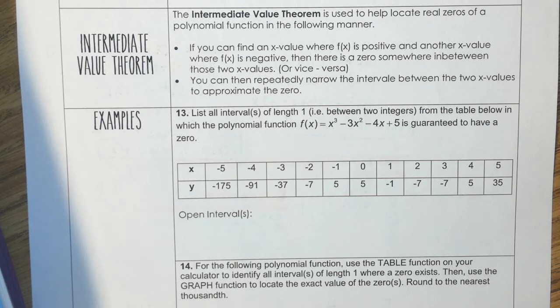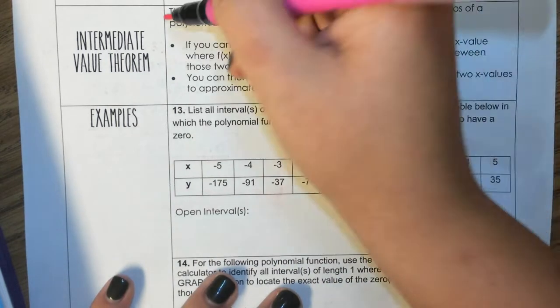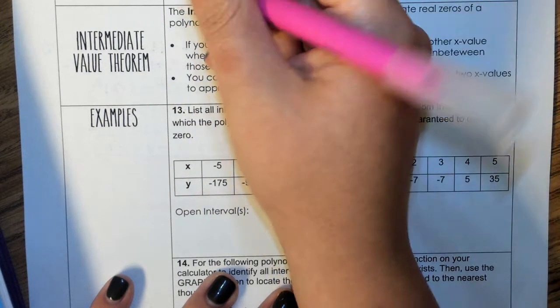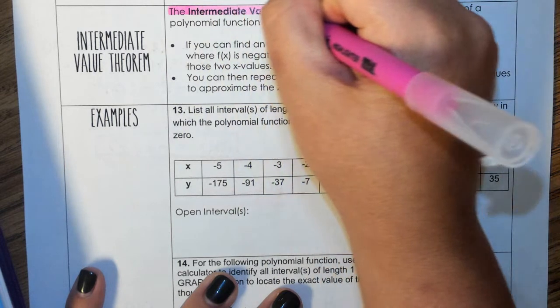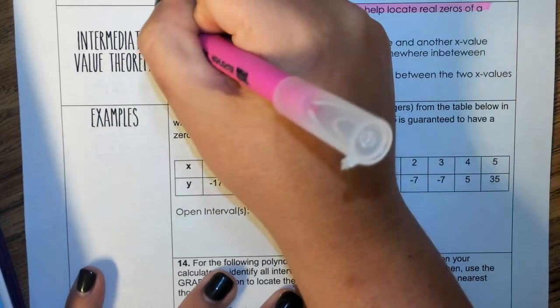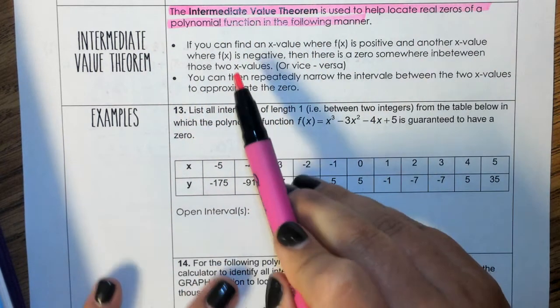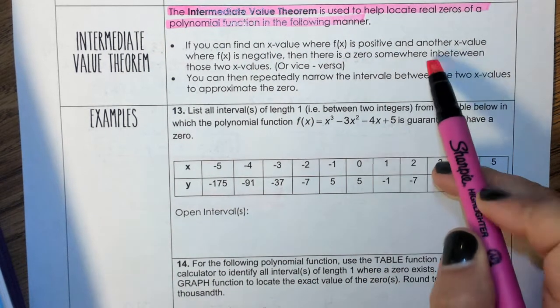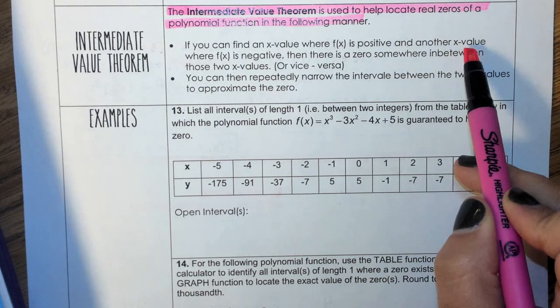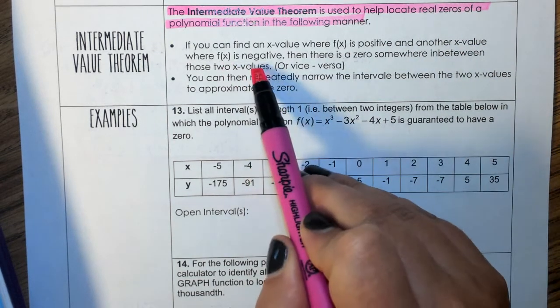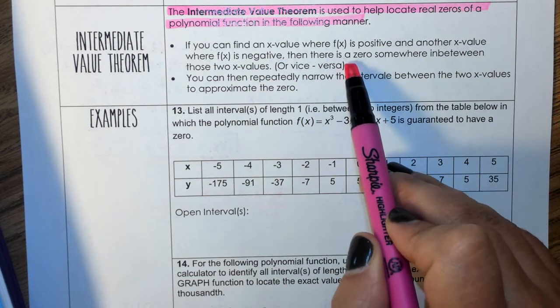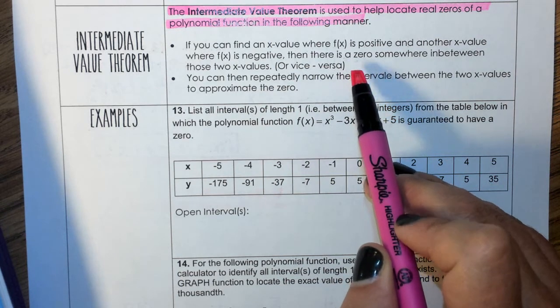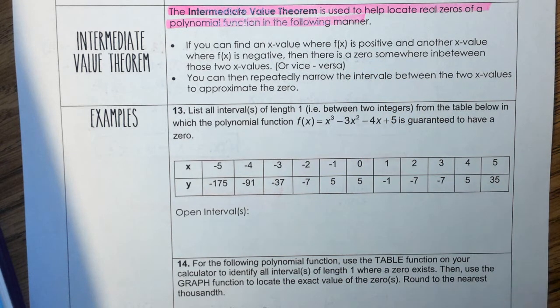The next thing that we're going to talk about is the intermediate value theorem. And our intermediate value theorem helps us locate the zeros of a polynomial function. So if you can find an x value where f of x is positive and then another x value where our output f of x is going to be negative, then there has to be a zero somewhere in between those two x values. Okay?